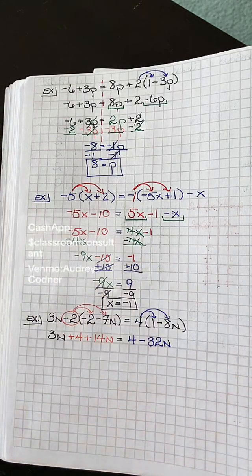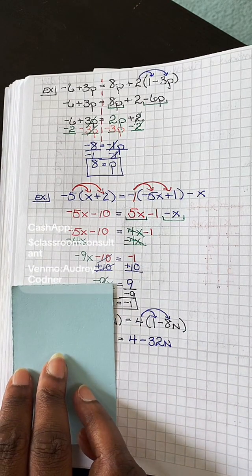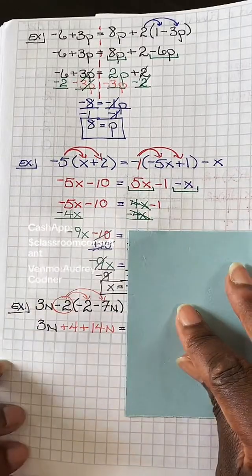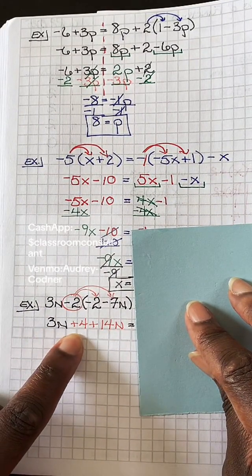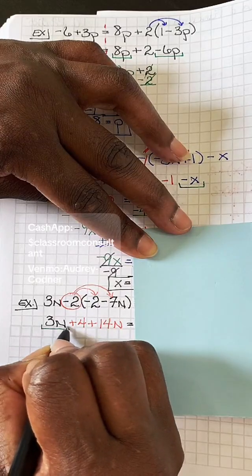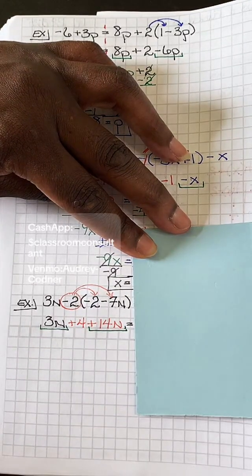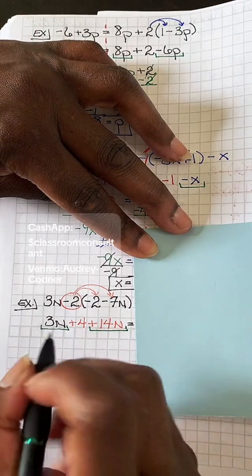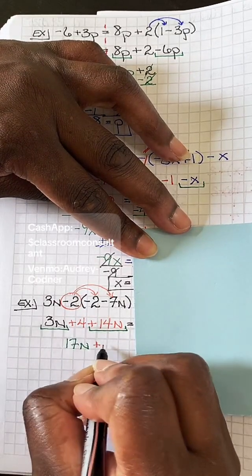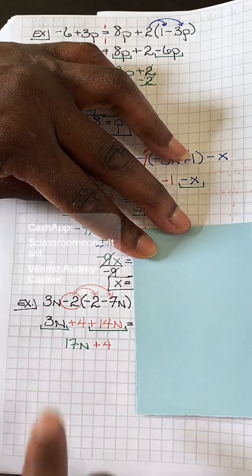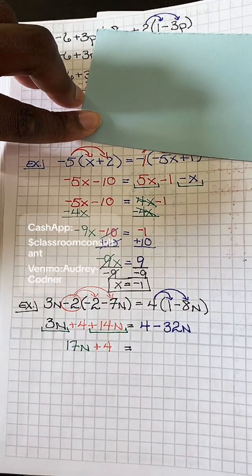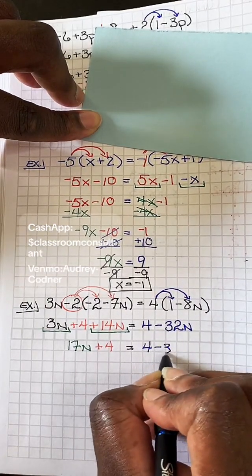So this time, most of the action is not happening on the right-hand side. Most of the action is happening on the left-hand side. So let's zoom in a little bit. So we have 3n plus 4 plus 14n. So right here, we have our like terms, the 3n and the 14n. So 3n plus 14n, that gives me 17n. And then I just bring down my plus 4. So now I don't have like terms there. But I'm going to bring down the equal sign, as well as the 4 minus 32n.